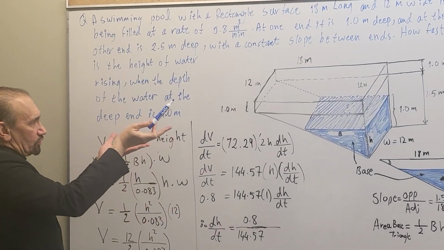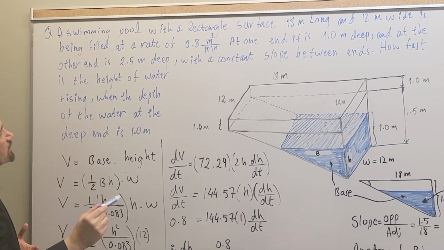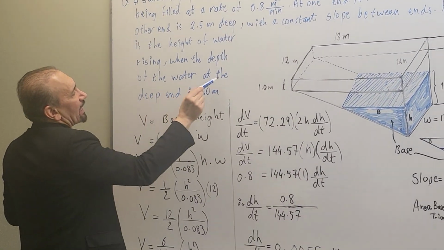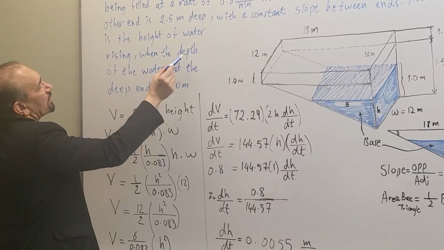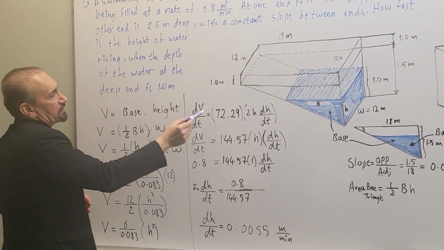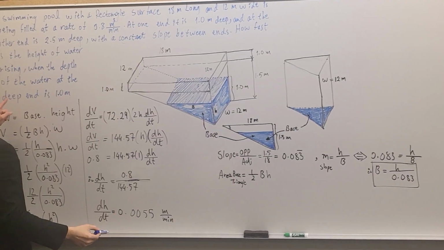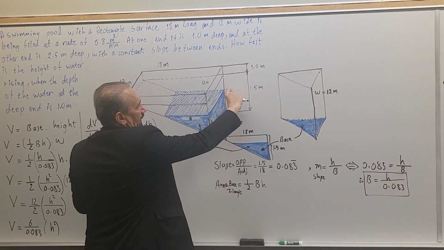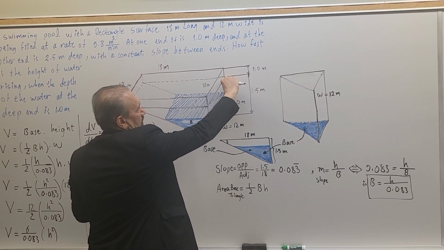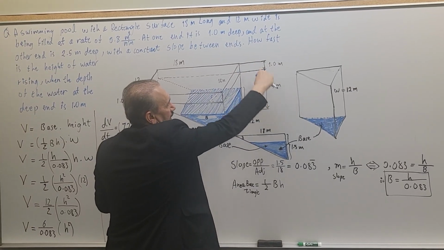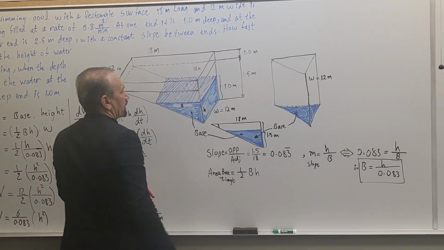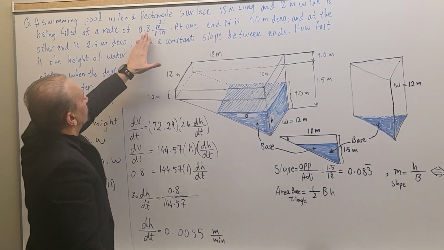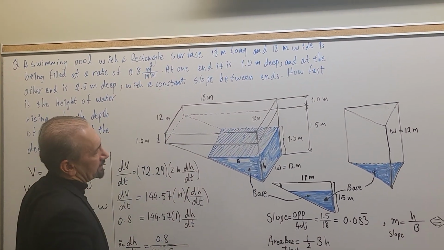How fast the height of the water is rising means we need dH over dt, at the deep end, when the depth of the water at the deep end is 1 meter. So the height here is 1 meter, and there is an empty space here which is 0.5 meters. Altogether it is going to be 2.5. This is 1 meter. The rate of filling is 0.8 meters cubed per minute.